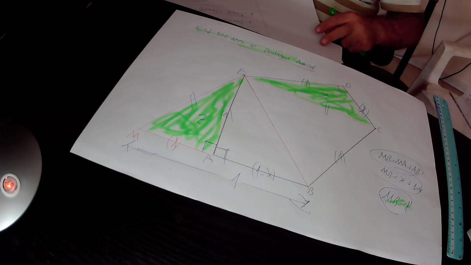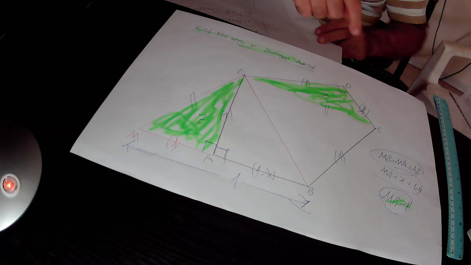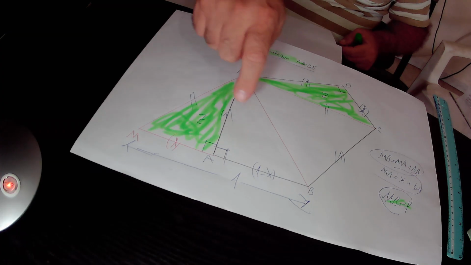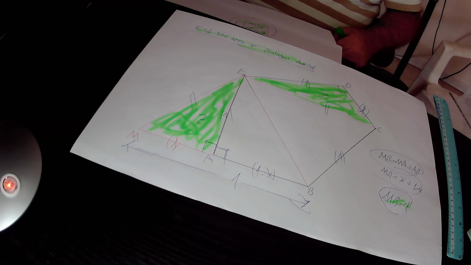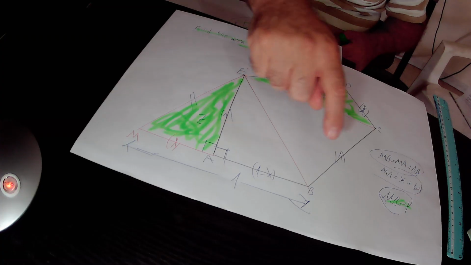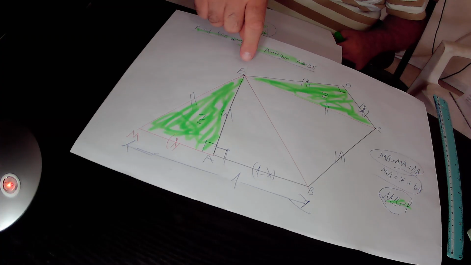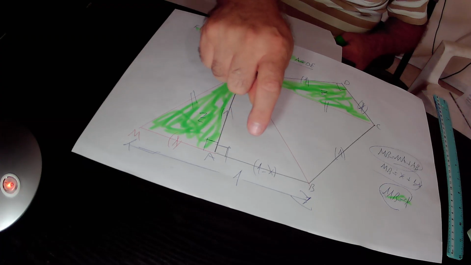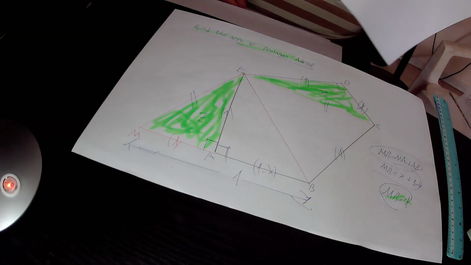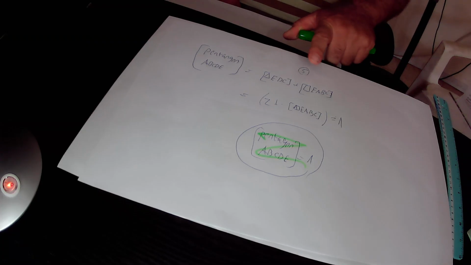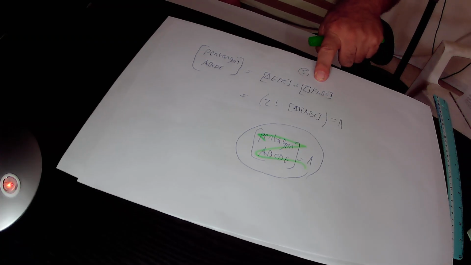Our task is to find the area of this pentagon ABCDE. So what is the area of pentagon ABCDE? The area of the pentagon ABCDE will be equal to the area of the green right triangle EDC plus the area of quadrangle EABC.